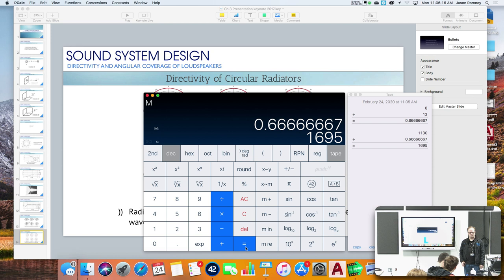It doesn't matter what the crossover is, it doesn't matter how they programmed it, what's going on with that horn, none of that matters. It will not be directional below 1,700 hertz. Not going to happen. Physics does not allow it. Okay.